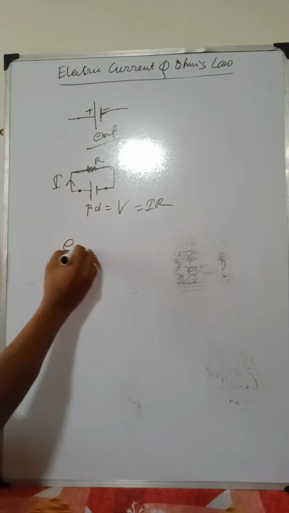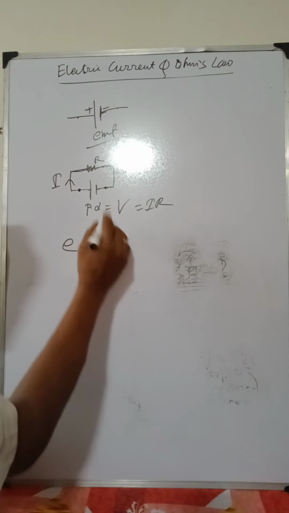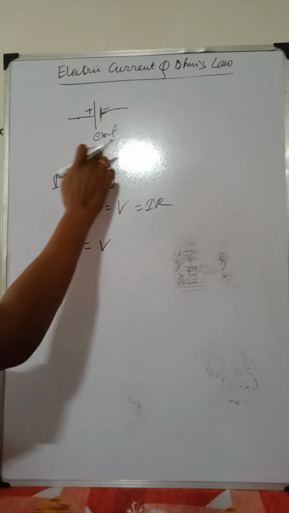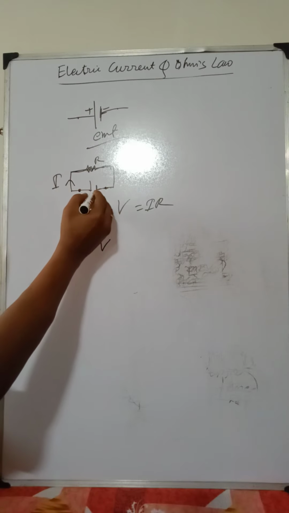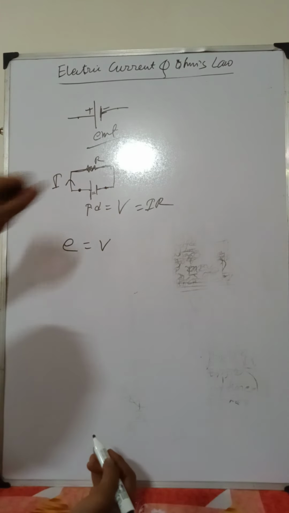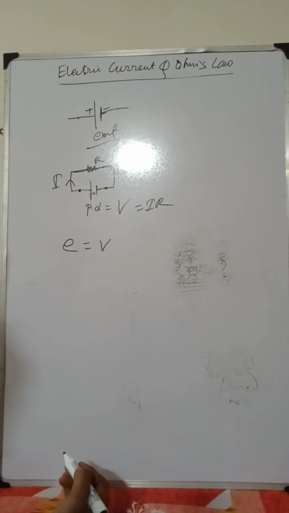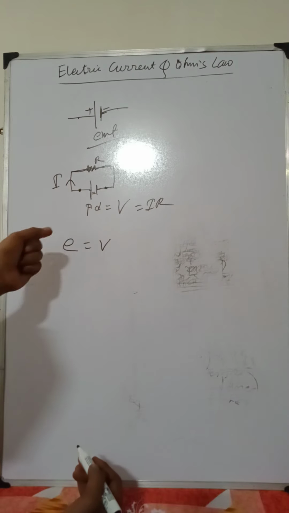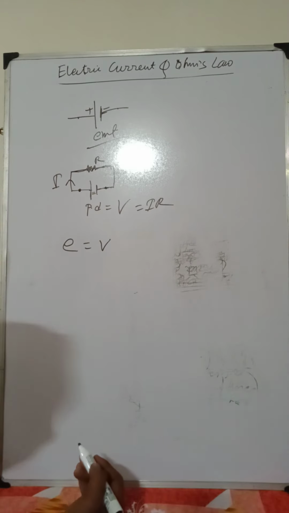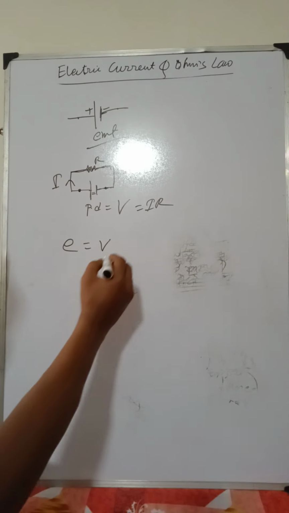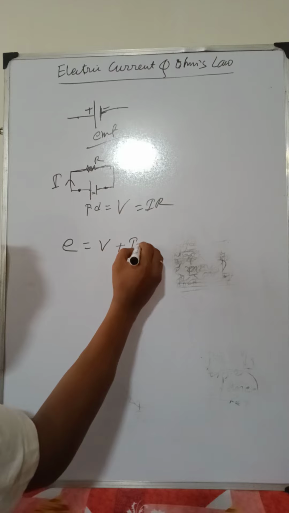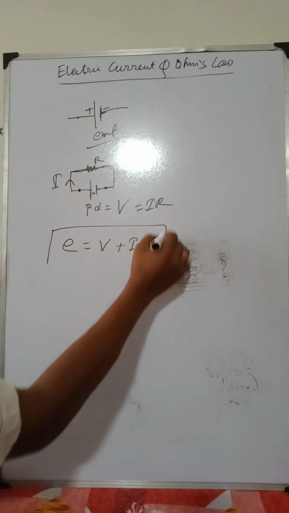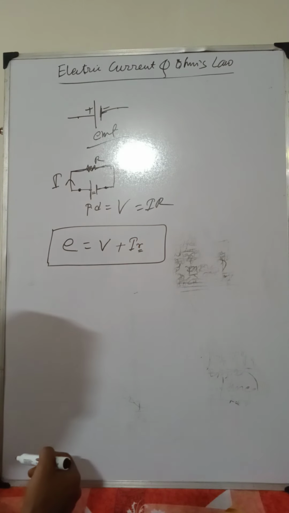And EMF, E, equals what then? EMF equals the potential difference at the closed condition, the potential difference across the load plus the potential difference through the cell. If there is an internal resistance inside the cell, there is a potential drop, a potential loss inside the cell, and that is I into small r. This small r is the internal resistance of the cell. This is the expression of EMF with the potential difference and the internal resistance.